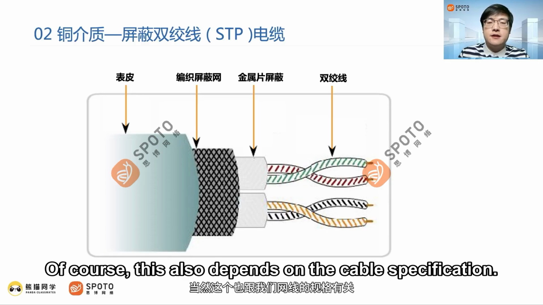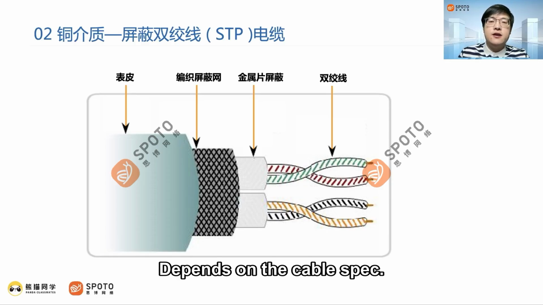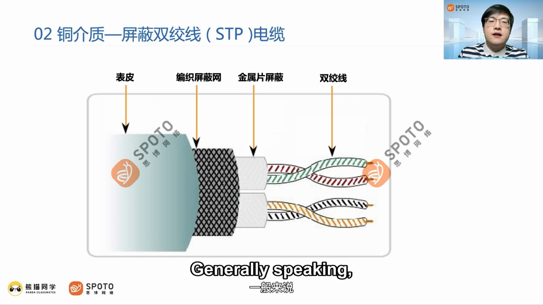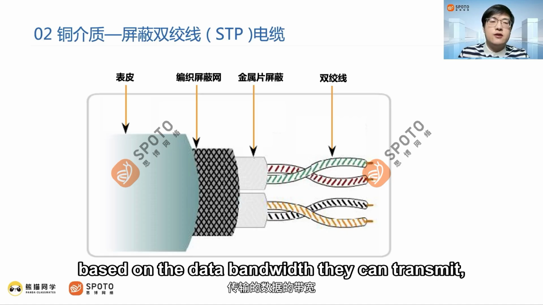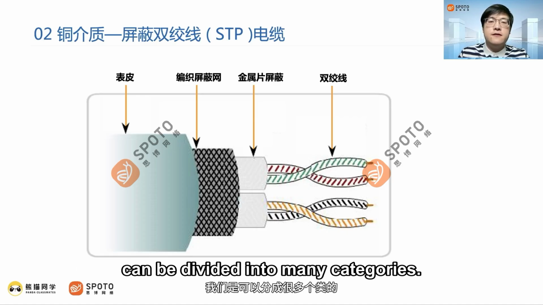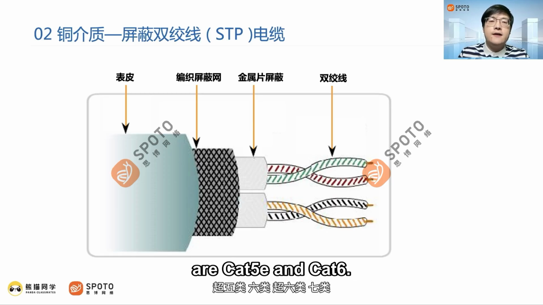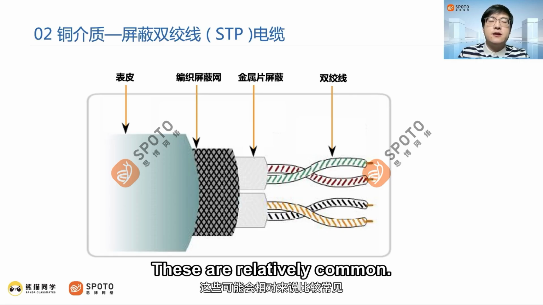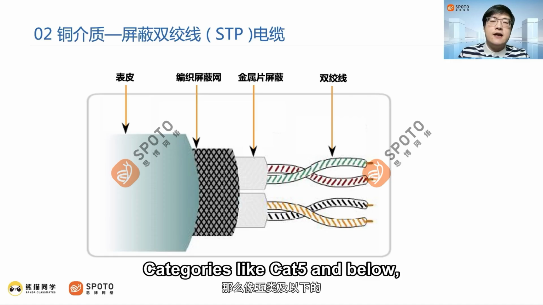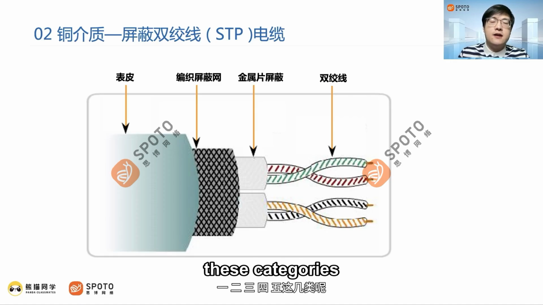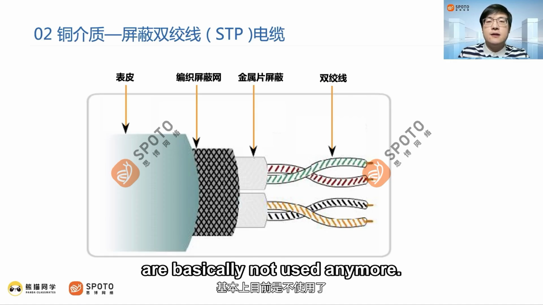Of course, this also depends on the cable specification. Generally speaking, our network cables, based on the data bandwidth they can transmit, can be divided into many categories. The most common ones are Cat5e and Cat6, Cat6a and Cat7. These are relatively common. Categories like Cat5 and below, Cat1, Cat2, these categories are basically not used anymore.